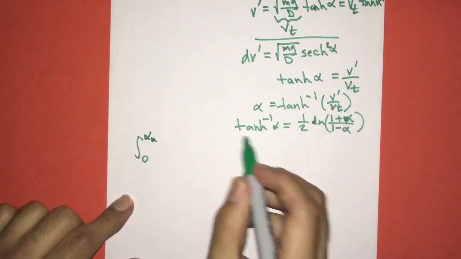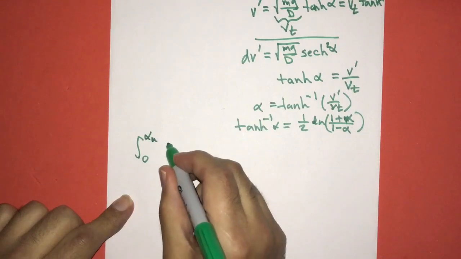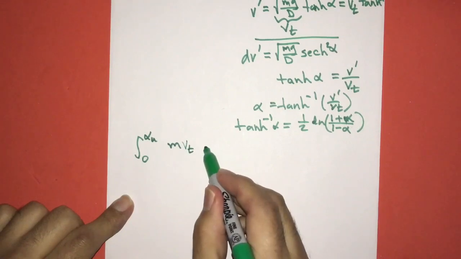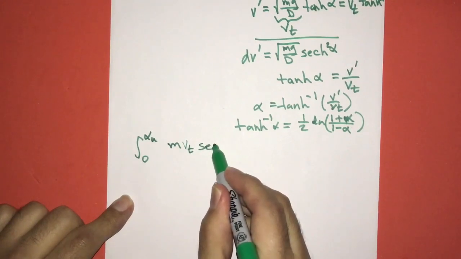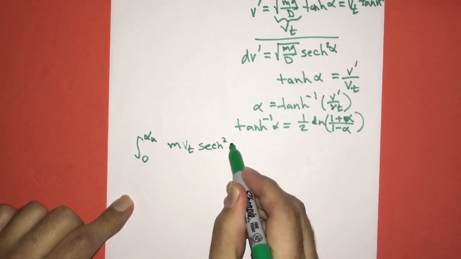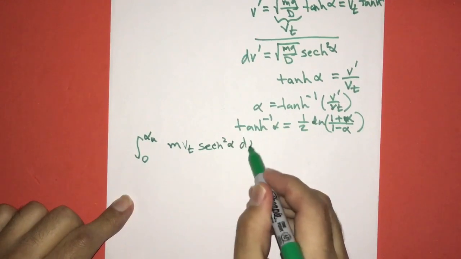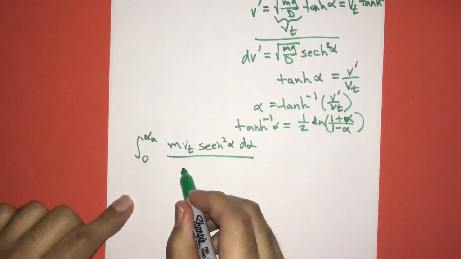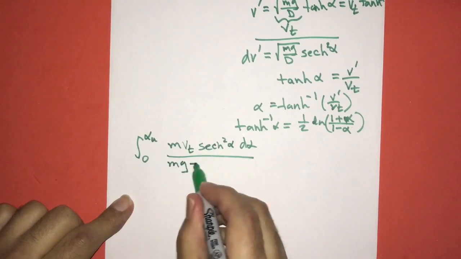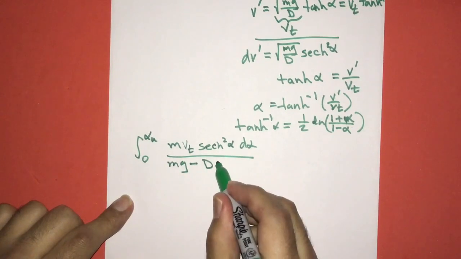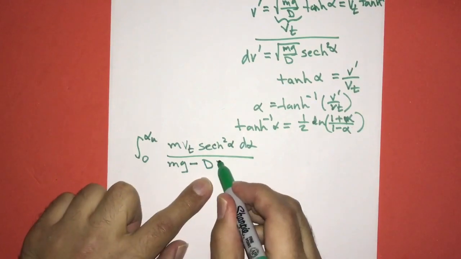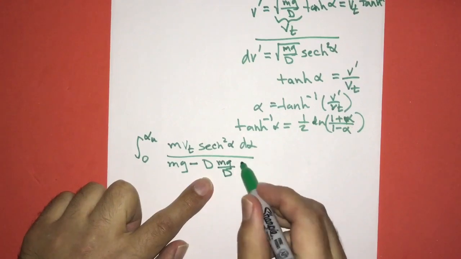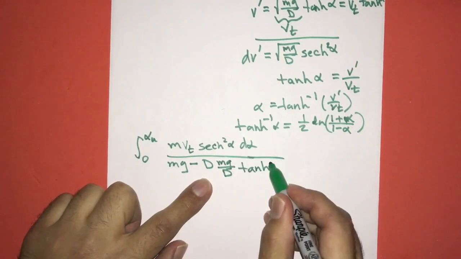Let's substitute in what we have so far. We have m, and then this terminal velocity term, times hyperbolic secant squared alpha d alpha. And we have all this over mg minus d. Now, because this is squared, the square root goes away. We get mg over d times the hyperbolic tangent squared of alpha.